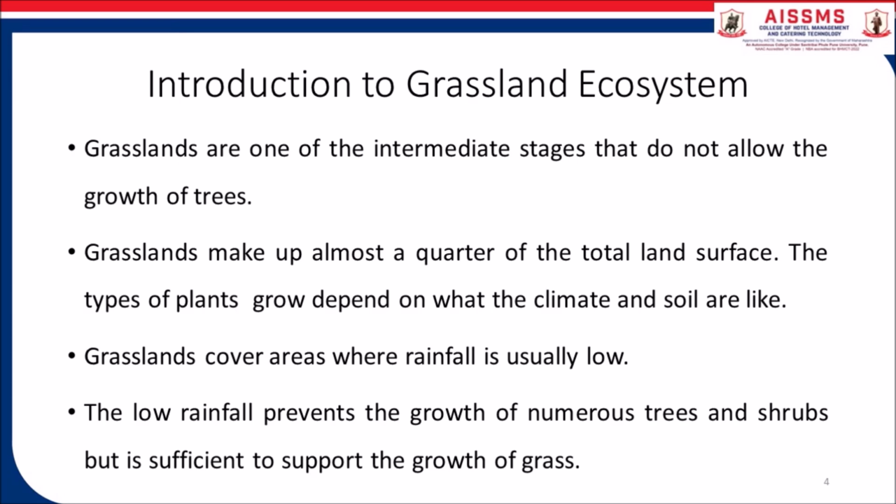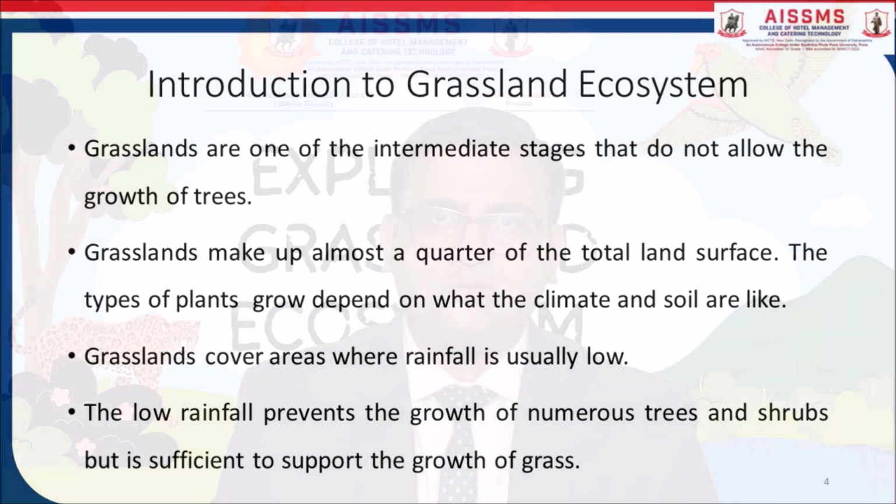The types of plants that grow here greatly depend on the climatic condition and the soil in which they are grown. Grassland covers areas where rainfall is usually low and the soil depth and quality is also poor. The low rainfall prevents the growth of numerous trees and shrubs, but it is sufficient to support the growth of grass cover during the monsoon.